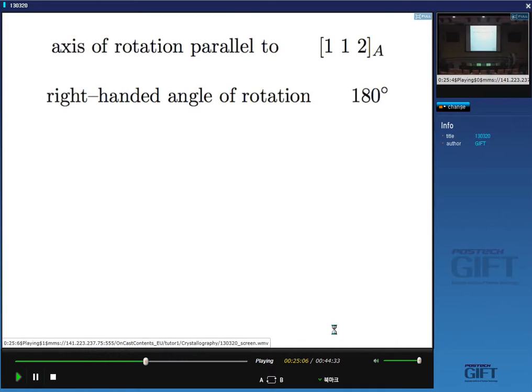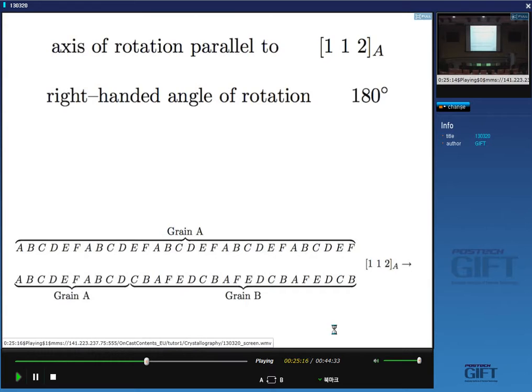So I'm going to create a bicrystal by rotating 180 degrees about the 112 axis. Imagine that we have a crystal here with the stacking of 112 planes, so A, B, C, D, E, F, A, B, C, D, E, F. And I then cut the crystal over here precisely, and I create the other half by rotating 180 degrees about 112. Now, 180 degrees about 112 is actually a twinning operation.